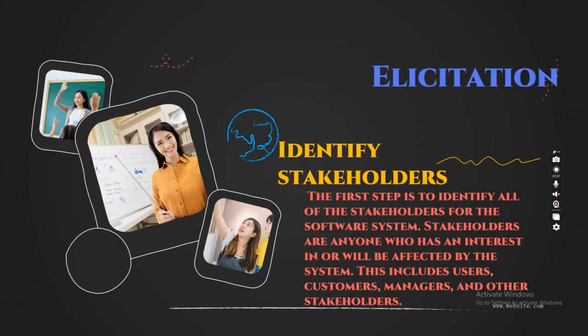Okay, elicitation: identify stakeholders. These are the steps that are included in the elicitation. Identify stakeholders. We have to know who the stakeholders are. The first step is to identify all of the stakeholders for the software system. Stakeholders are anyone who has an interest in or will be affected by this system. This includes users, customers, managers, and other stakeholders.